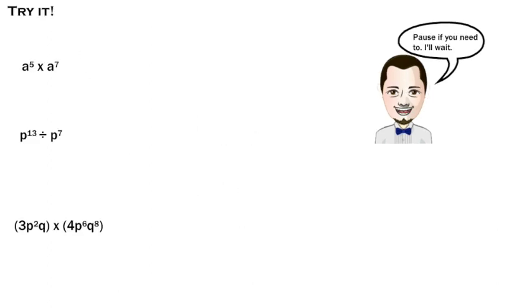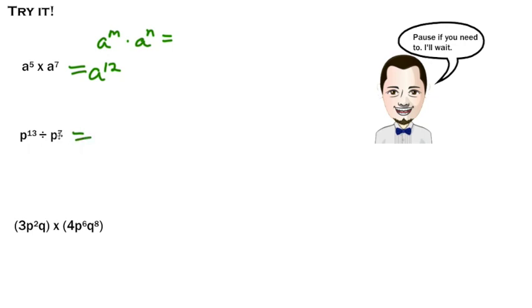So why don't we go ahead and try some of this out? What you can certainly do now is pause the video, work these problems out on your own, and then watch me solve the problems to see how you did. So our first example is a to the 5th times a to the 7th. Well, this is very similar to a to the m times a to the n, which means we're going to add our exponents together, so we're going to get a to the 12th.